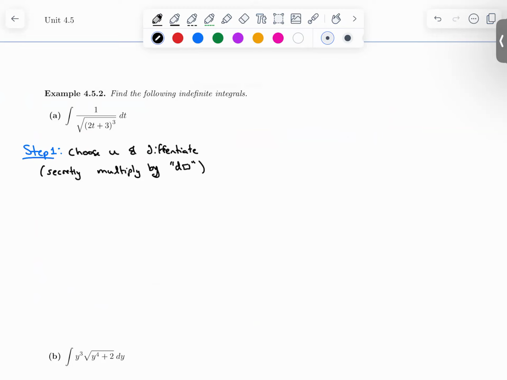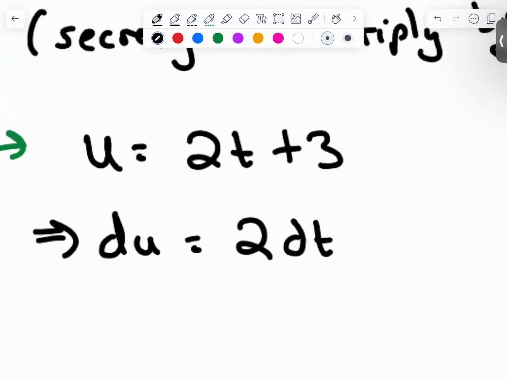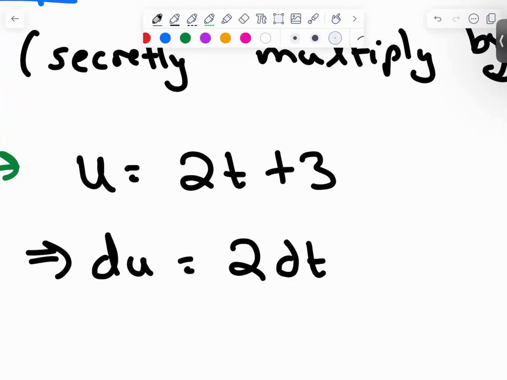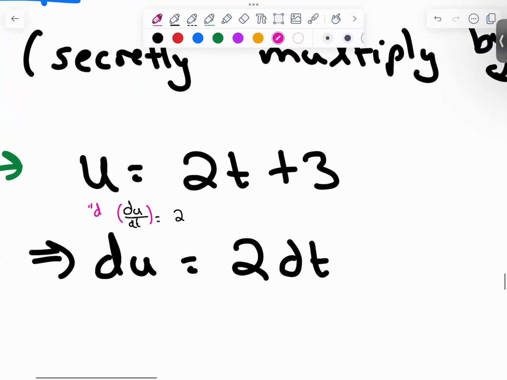All right, that's fine. So in this example, we're going to make u equal to 2t plus 3. And that would mean that du is equal to 2 dt. There's a hidden middle step here where it gets du dt is equal to 2, and then I multiply both sides by dt. That's that middle hidden step that I'm going to just skip. So initially, you take the derivative, you get du dt is equal to 2, but then you multiply by dt on both sides to get du is equal to 2 dt.